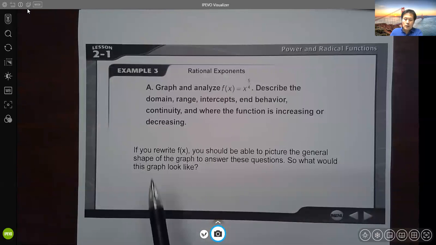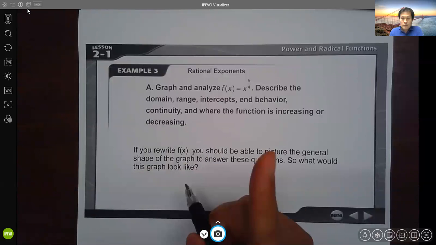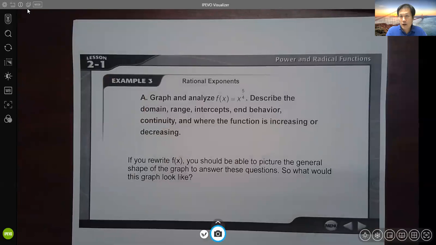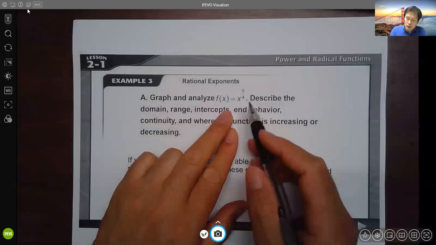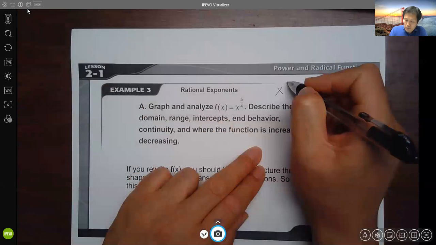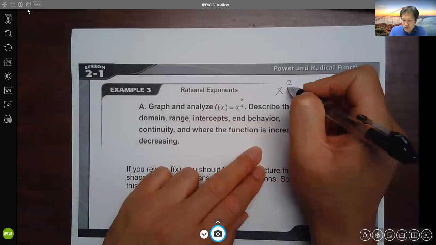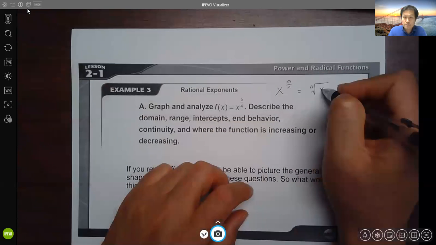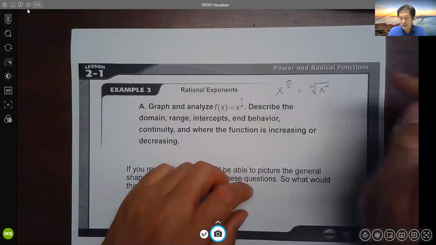Okay, graph and analyze this. So here's one thing. Let's say I ask you to do this without a graphing calculator. Here's what you can do. X to the m over n power is exactly the same as the nth root of x to the m power. That's exactly the same as this.